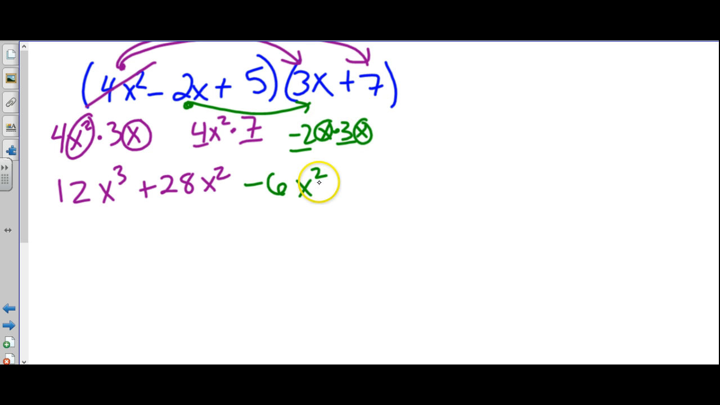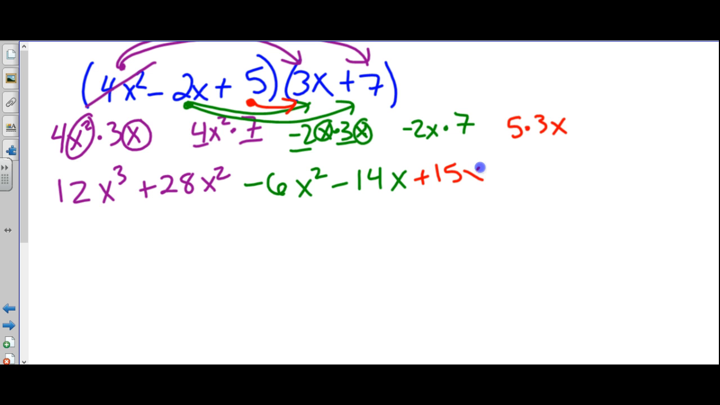When you're multiplying, it changes the exponent. If we were combining like terms, when we're adding or subtracting, you just leave whatever exponent it is. But since we're multiplying, we change that exponent. Negative 2x times 7. Negative 2 times 7 is negative 14x. Then we do our third group. We have the 5 to worry about. 5 times 3x is 15x. 5 times 7 is 35.